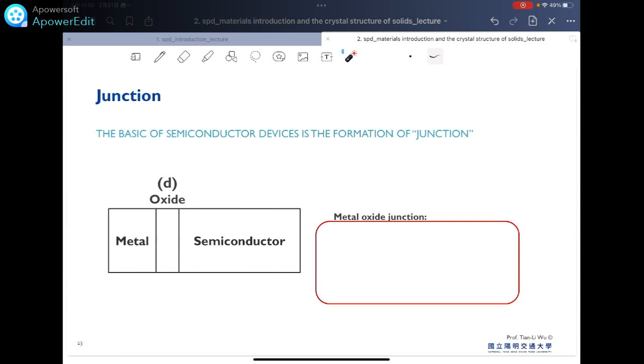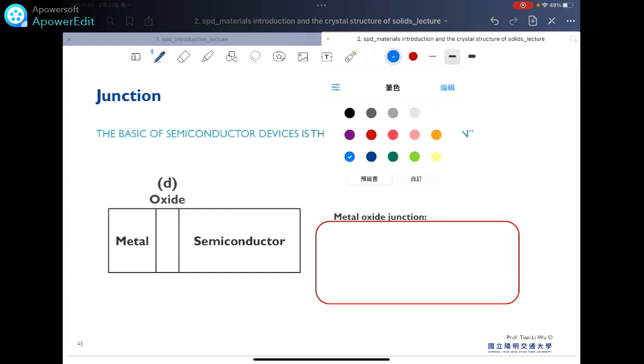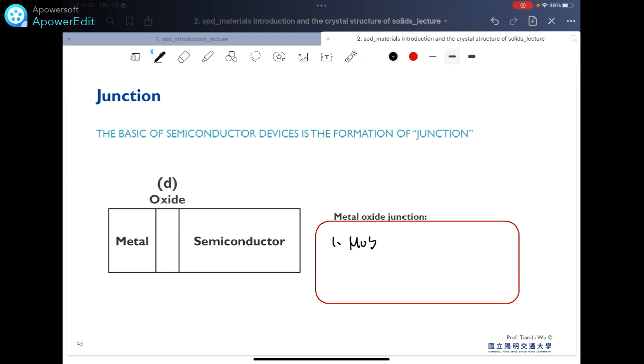Okay, the last one we haven't talked about is the metal oxide semiconductor. So here, for the metal oxide junction, there are two different kinds we need to understand. The first one is the MOS capacitor. And the second one is the MOSFET.